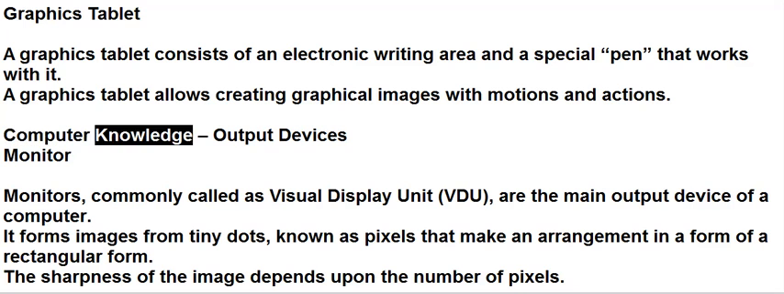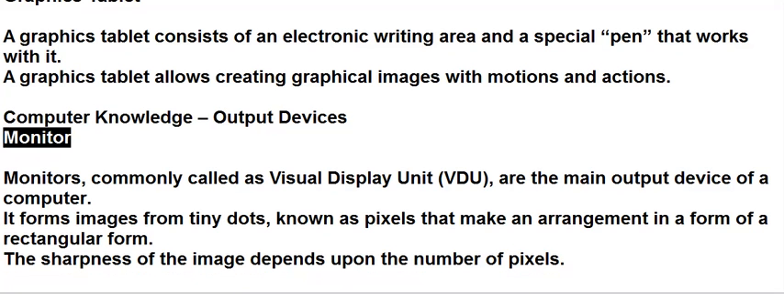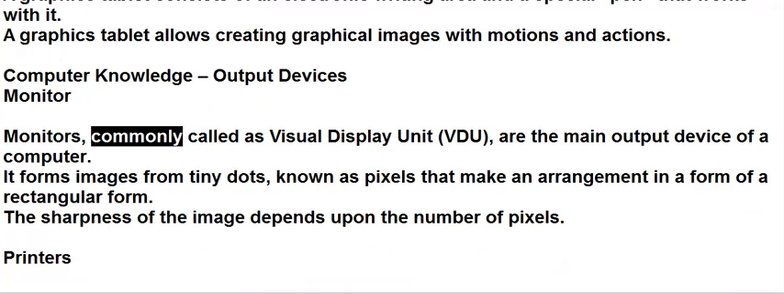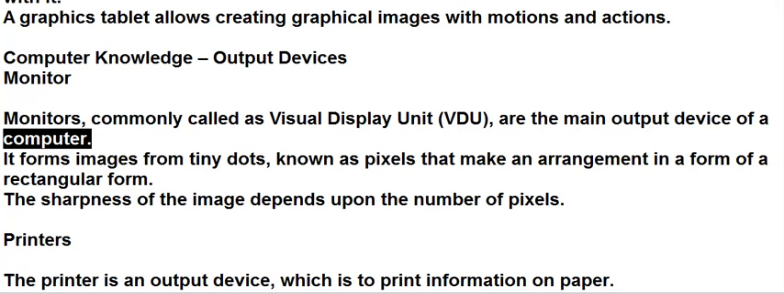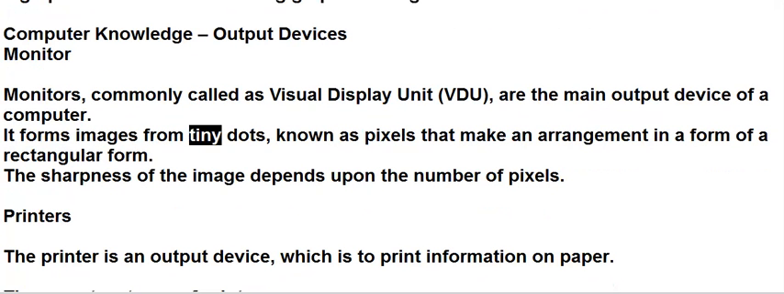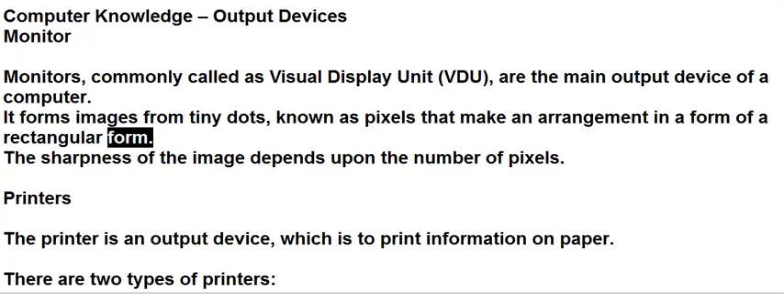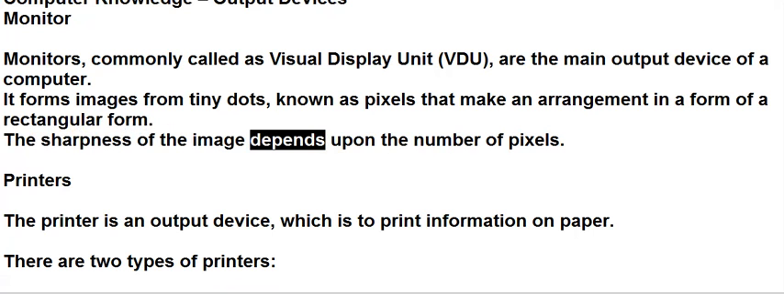Computer knowledge, output devices. Monitor. Monitors, commonly called Visual Display Unit, VDU, are the main output device of a computer. It forms images from tiny dots, known as pixels, arranged in a rectangular form. The sharpness of the image depends upon the number of pixels.